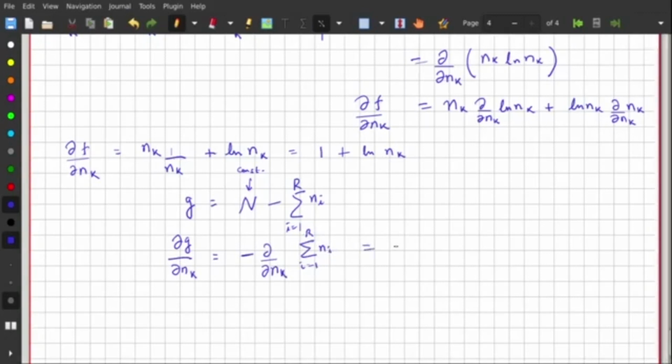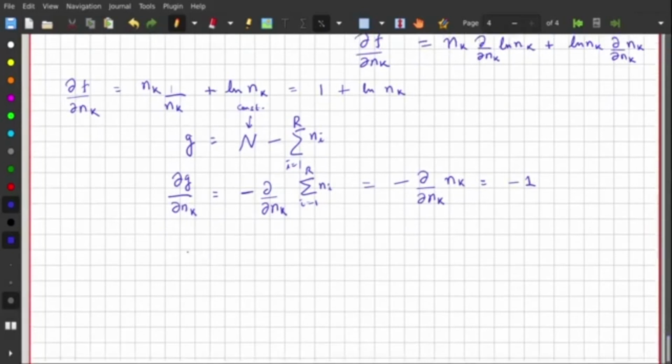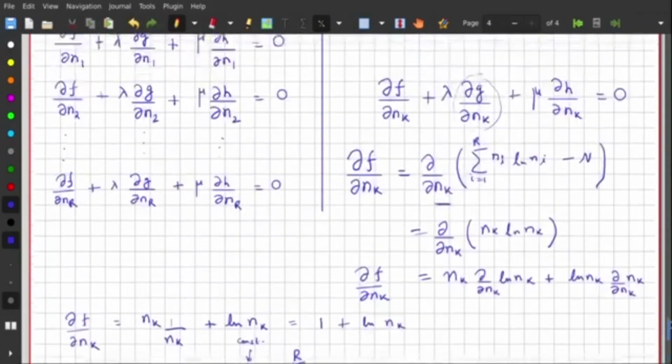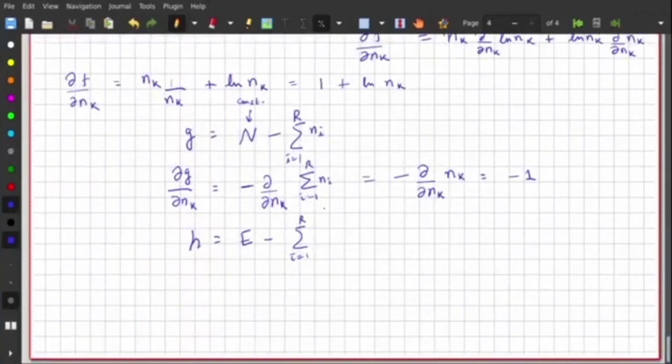So this will become minus the derivative of n_k, which is minus 1. Okay, and let's write what h was. So h was E minus the sum over i equals 1 to r of e_i n_i. That was n_i e_i.